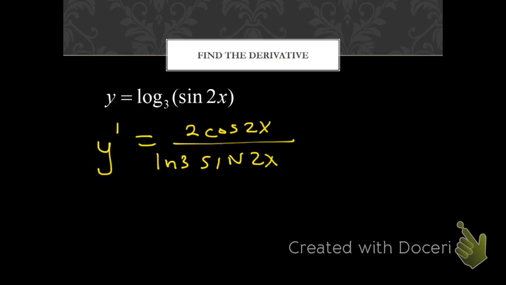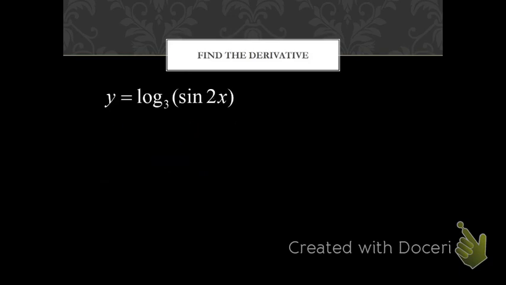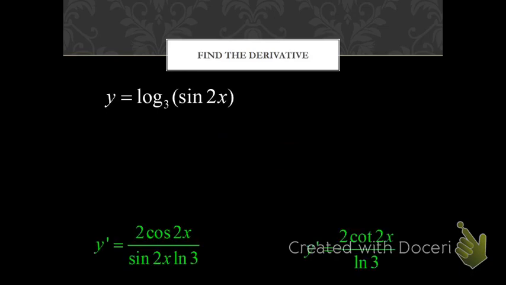Okay, multiple choice question. You get this. This isn't one of your choices. Crap. Why? Because isn't cosine of 2x over sine of 2x the cotangent of 2x? Ah. Hey, be ready for that.